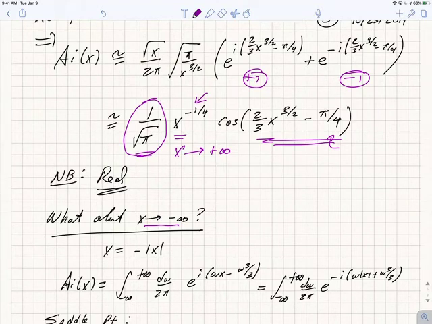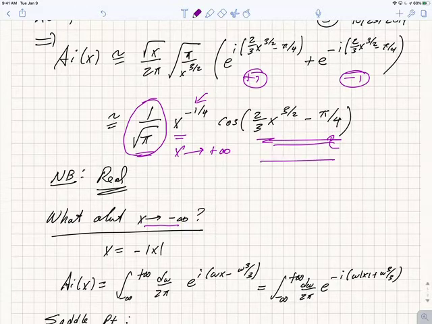Hi class. In this last video on the method of steepest descents in asymptotic expansions, I want to talk about using the method of steepest descent to evaluate the behavior of the Airy function in the opposite regime. Instead of x going to plus infinity, I want to evaluate it for x going to minus infinity. Again, I warn you that sometimes in the literature what I mean by plus infinity and minus infinity is reversed. Sometimes you'll see x going to plus infinity being not the oscillatory regime which we found.